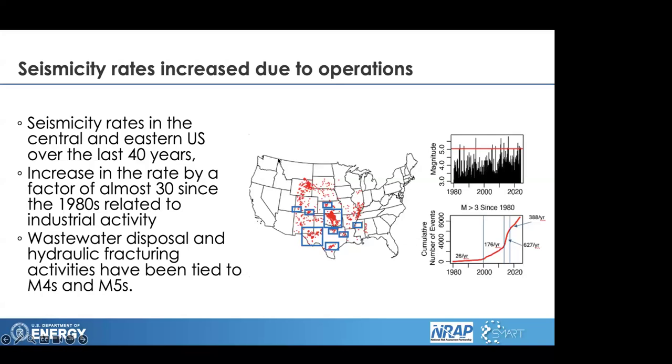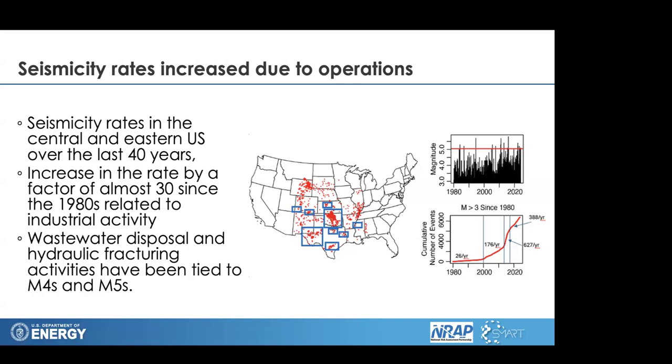And what we've seen in the central and eastern US is that seismicity rates have really dramatically increased over the last 40 years or so, primarily driven by the increase in seismic activity related to these types of operations. So if we just look at the seismicity in the central and eastern US and then focus in on the areas of active oil and gas operation or wastewater disposal, we see that there's been an increase in the rate of seismic activity from about 200 events per year in the early 2000s to almost 650 events per year, magnitude greater than 3, in the 2010 period or so.